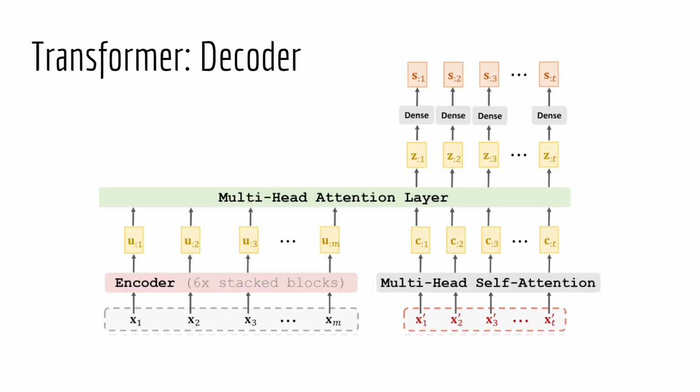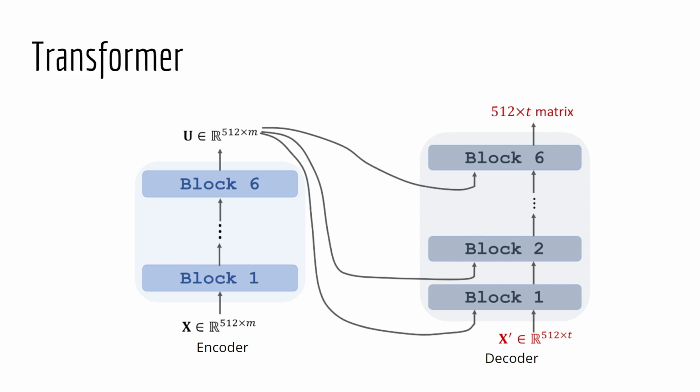This can also be seen in detail here. As you can see, both the attention layer and the self-attention layer are multi-head attention. All of this put together results in the transformer model.